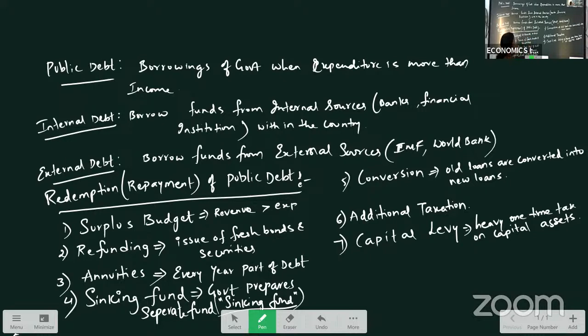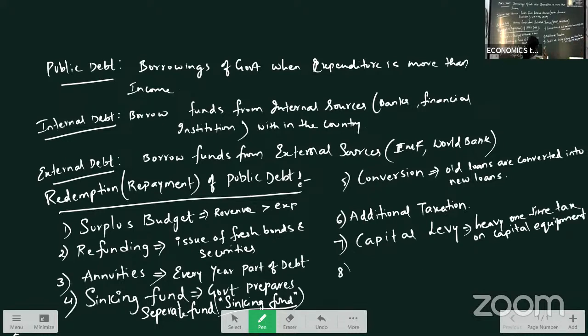So capital levy means a heavy one-time tax on capital equipment. Asset, or you can also write equipment. One-time tax on capital equipment.